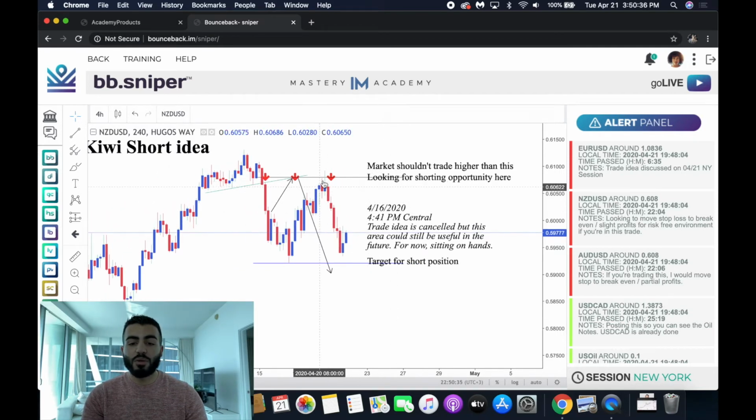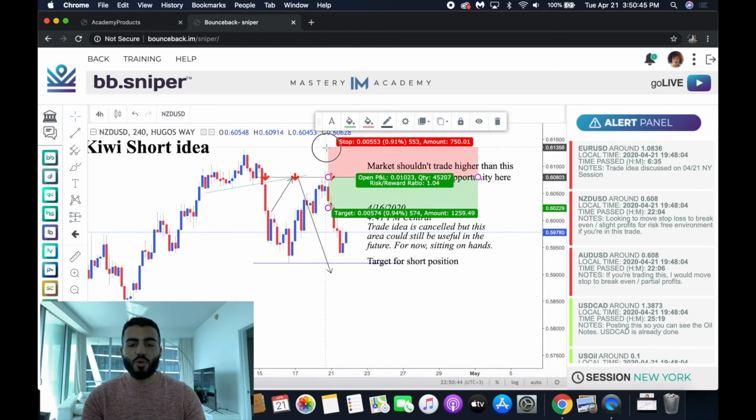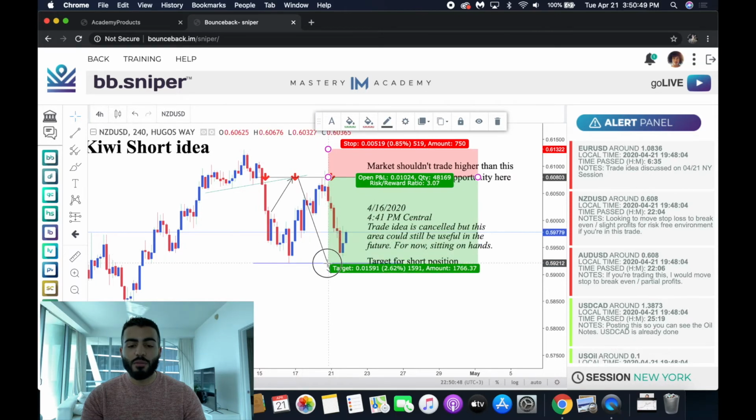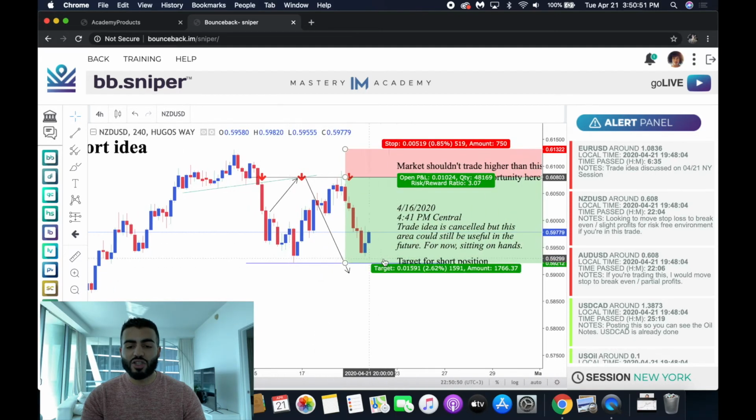So when this market was approaching the same section, this information was not removed from the scanner. We were able to actually enter a short position where we had minimal risk and a massive reward that is still going into this section down here.